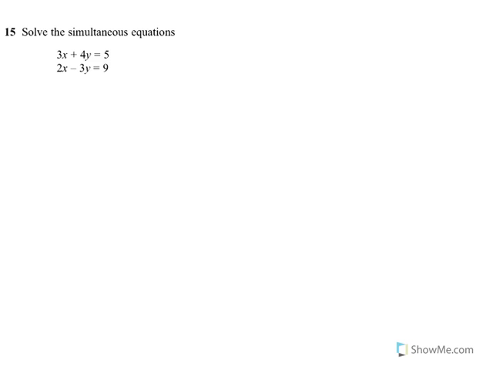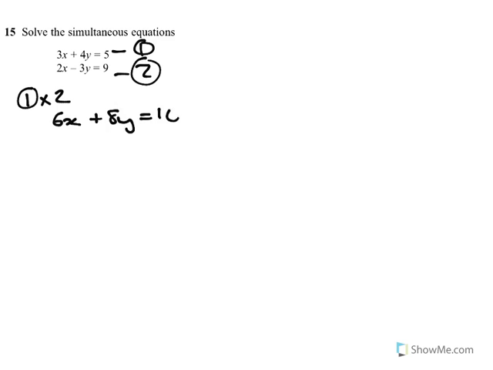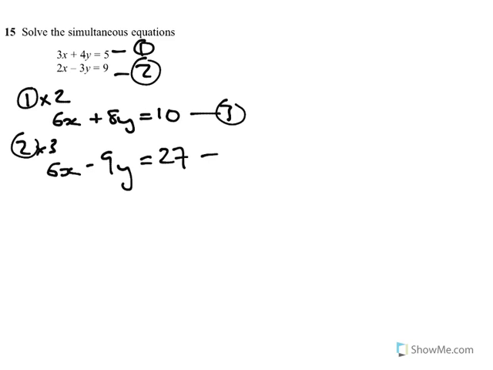Question 15 asks us to solve the simultaneous equations. Well, we need to make the coefficients of one of them the same. I'm going to make the x coefficients the same. So this is equation 1, this is equation 2. I'm going to multiply equation 1 by 2, which will give me 6x plus 8y equals 10. And I'm going to multiply equation 2 by 3, which will give me 6x minus 9y equals 27, and that's equation 4.